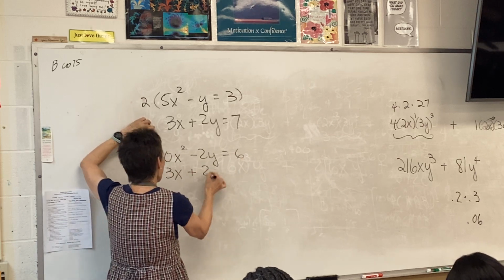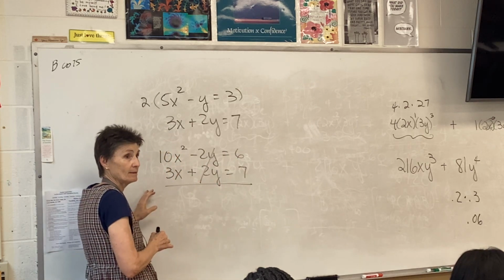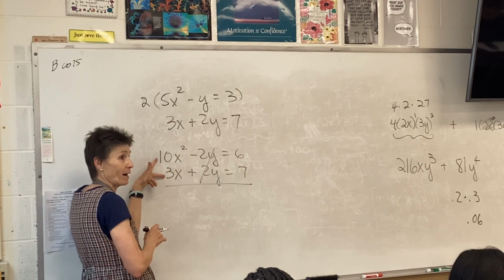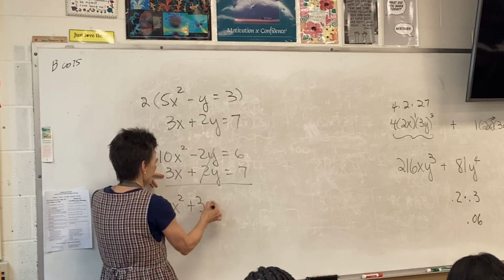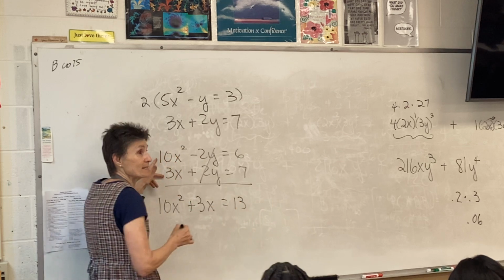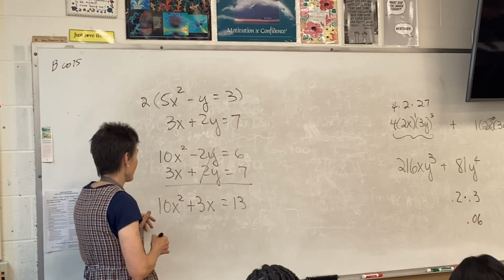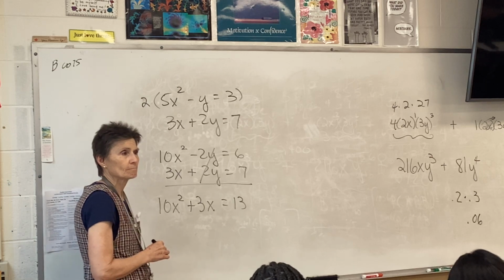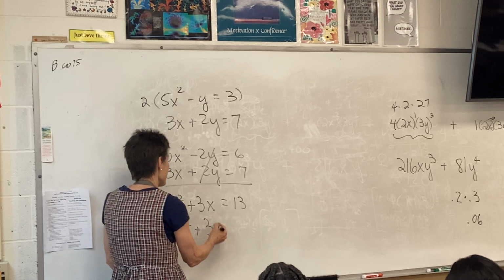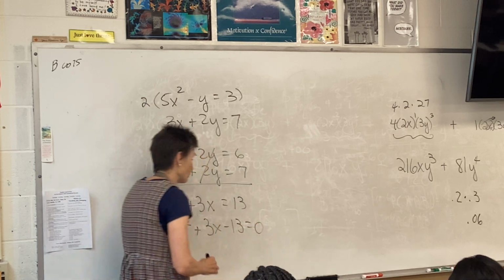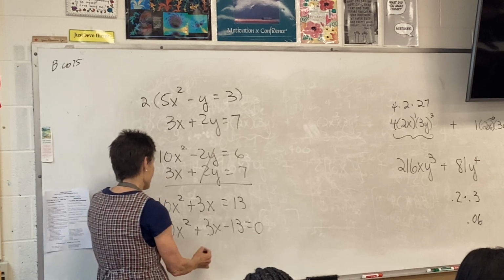Now, when you add that to your other equation, the y's will be eliminated, but don't accidentally combine these. This is 10x squared plus 3x equals 13. You see that? They don't add. So now what? Subtract the 13. So we have 10x squared plus 3x minus 13 equals 0. Now, hopefully this thing factors.